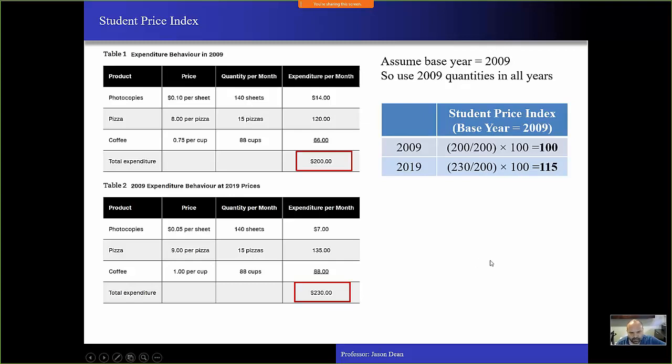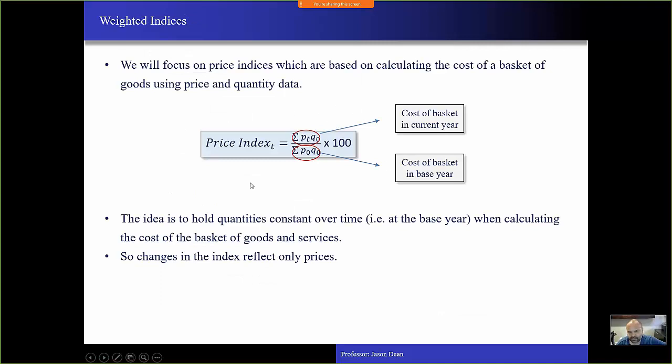Okay? And if we go back to the previous slide, we can see that's exactly what we're doing here. In the base year, we take the prices in the base year and the quantities in the base year and divide by the same thing. So that's why we get 1. But in the second year, 2019, we use the prices in 2019, but multiply that by the quantities in the base year. And then we divide that by the cost of the basket of goods in the base year. And that's where we get the 1.15 from.